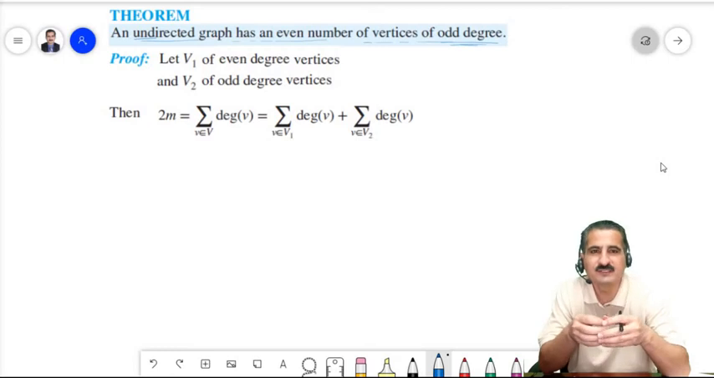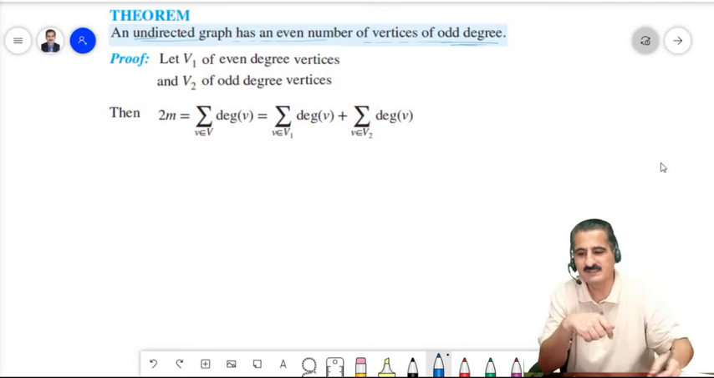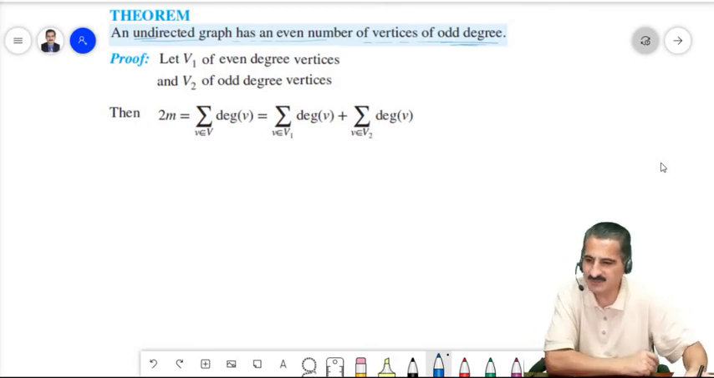So we cannot have a graph that has 3 vertices of odd degree. We cannot have a graph with 1 vertex of odd degree only. And we cannot have a graph with 7 vertices of odd degree. The number of vertices that have odd degree has to be even. Okay? Why is that? Let's see a sketch of the proof.